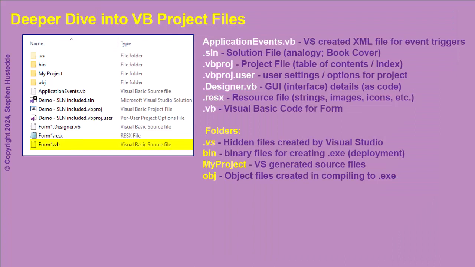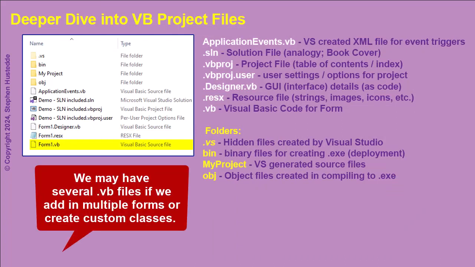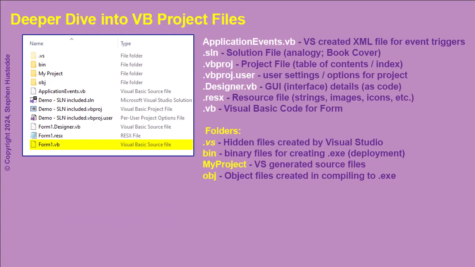Then there's the code that we write. That's those event handlers and the code in between the event handlers and any functions or methods we create. Those are going to be a .vb file. Same with when we get into creating our own classes. Those will also be .vb files. Those are code files in Visual Basic. If we're working in C#, they would be .cs files.